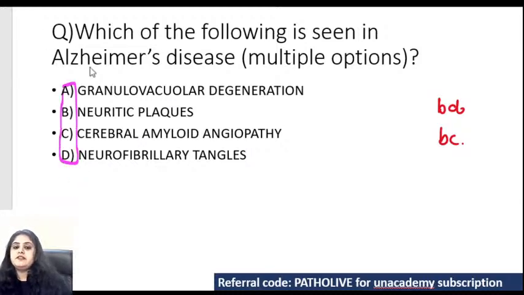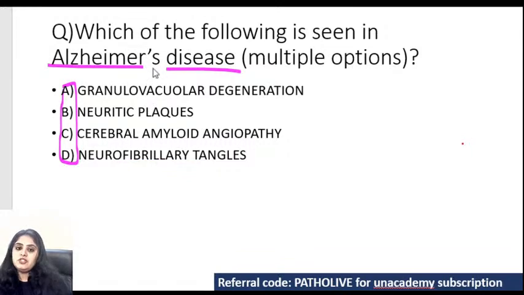Guys, all of these are features of Alzheimer's disease. Okay, I understand you are very fond of neurofibrillary tangles and that is what you study the most. Doesn't mean that the other things are not seen. Everything of this. So this actually came as a PGI question and A, B, C, D was the answer, and A no one selected because we hardly read this much depth of Alzheimer's and that is why people used to get this wrong in the PGI exam also. But all of these are seen.